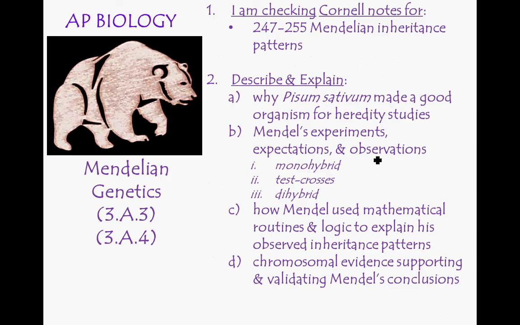Anyway, that's a little bit of a long one, but a quick review of basic Mendelian genetics. A little bit about why Pisum sativum was a good organism. A review of Mendel's monohybrid crosses, his test crosses, and his dihybrid crosses. A little bit of new stuff here, adding the mathematical routine: the rule of multiplication, the rule of addition, and those probabilities. And then the chromosomal evidence to support Mendel's conclusions and his experiments.